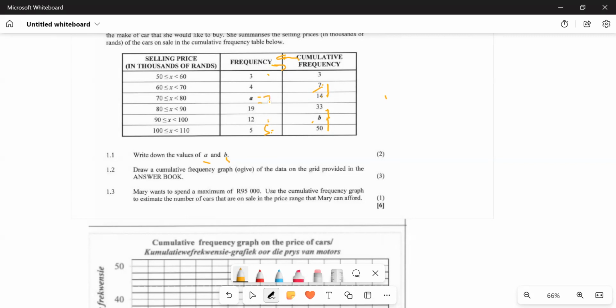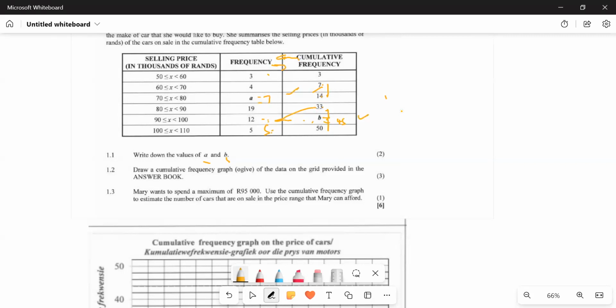And then what is going to be our A then? 7. But now, if I go from here to the cumulative, I add. So I'm going to have 33 plus 12 is going to give us P. What did you get as P? 45. 45. But that was the first question, and we're going to get 1 mark here, and then we're also going to get 1 there.